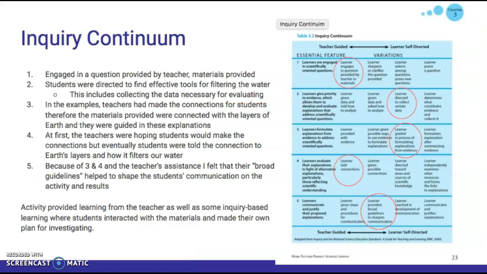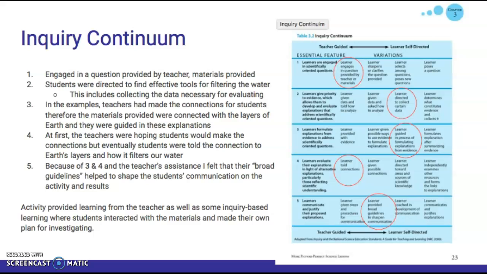So for where this fell in the inquiry continuum that was given, I felt that there were some teacher-guided aspects of it, and then there were some learner self-directed aspects of it. So I kind of went into this explanation thinking of the students that went through this. So they were engaged in a question that was provided by the teacher, and the materials were provided.